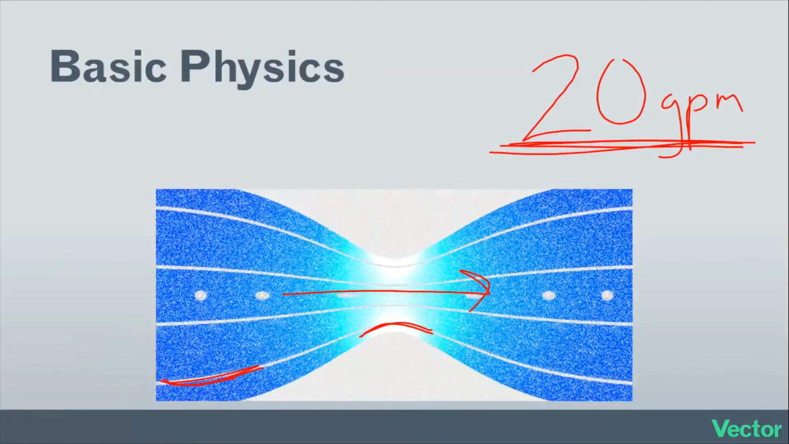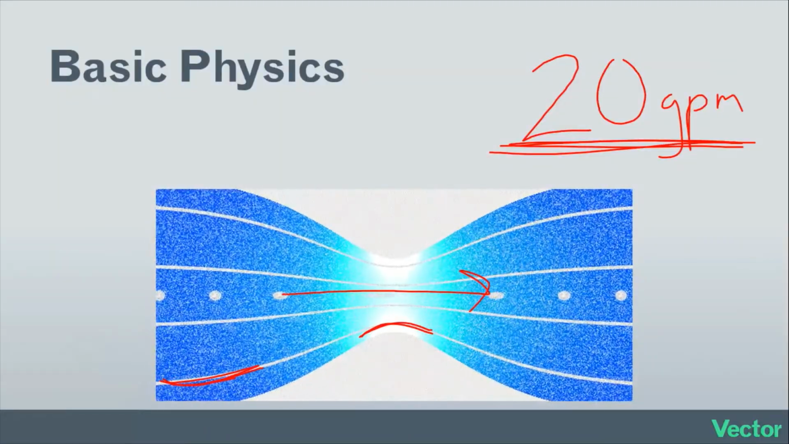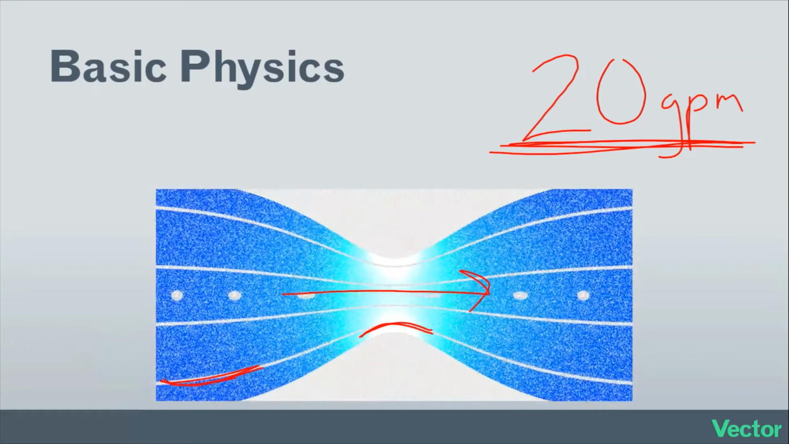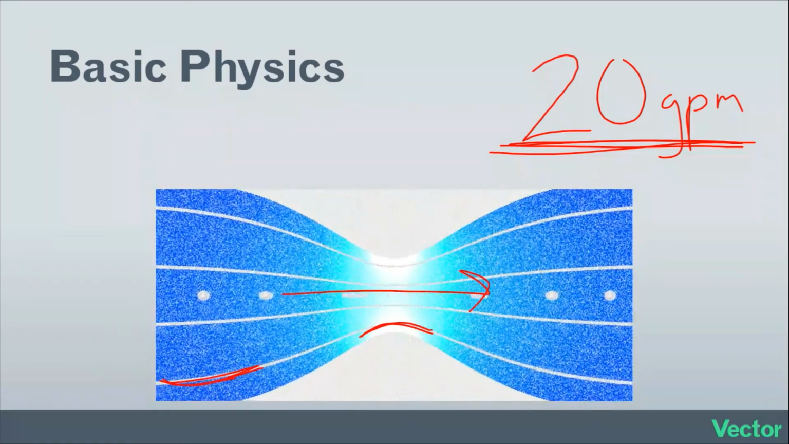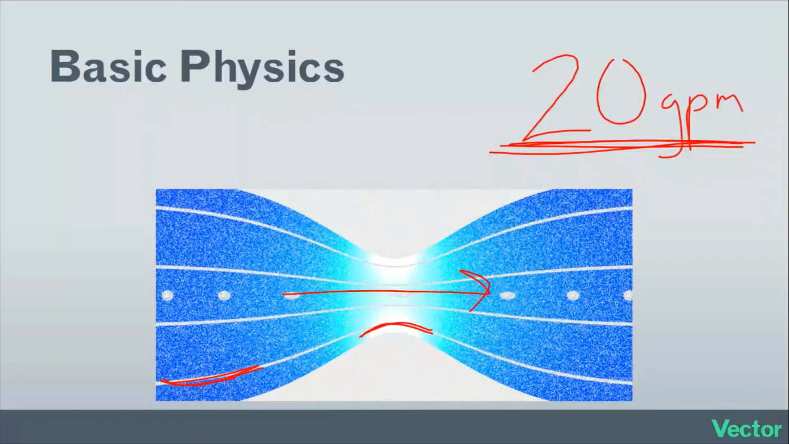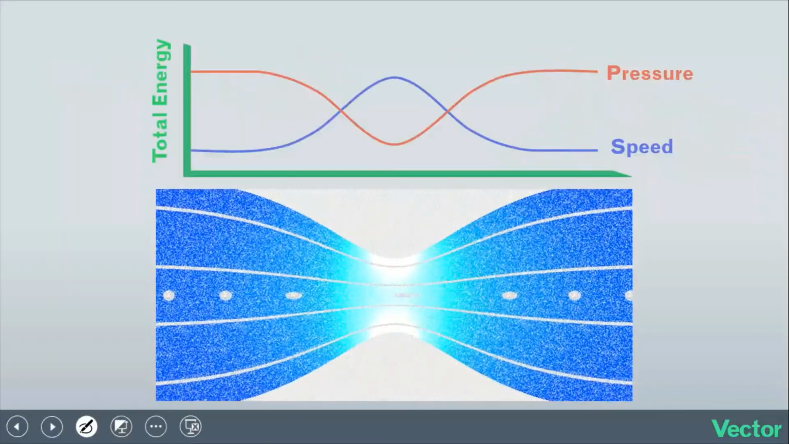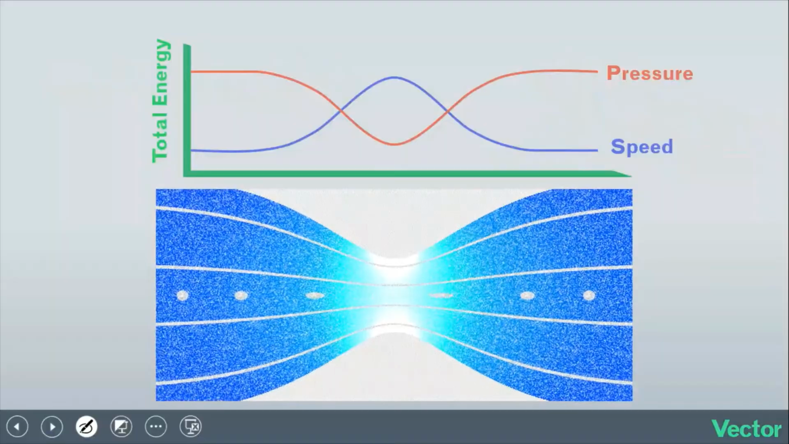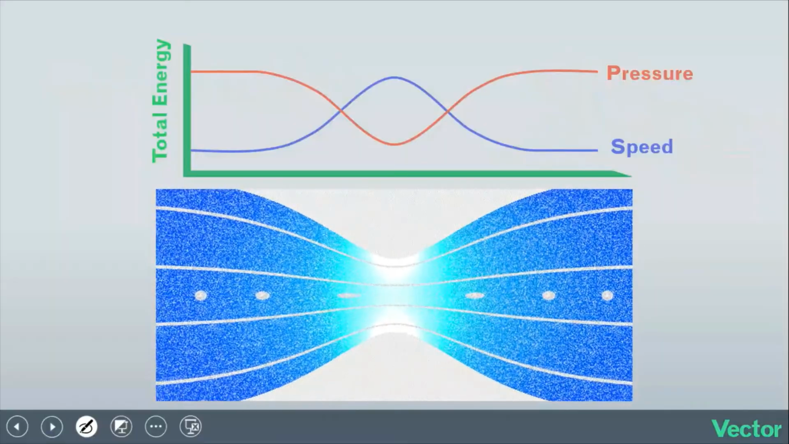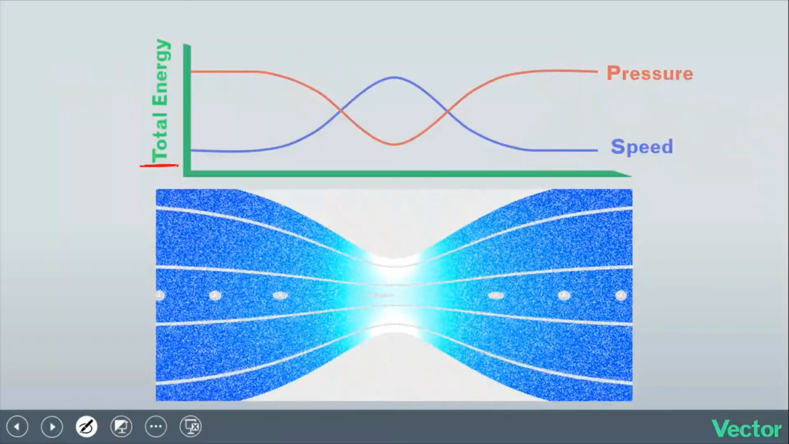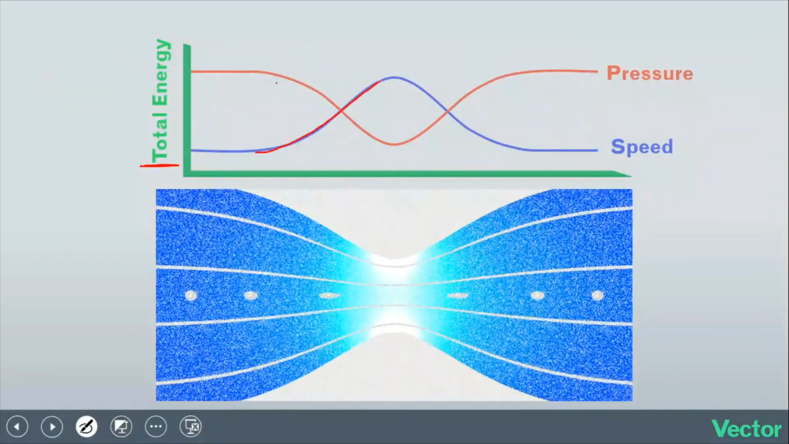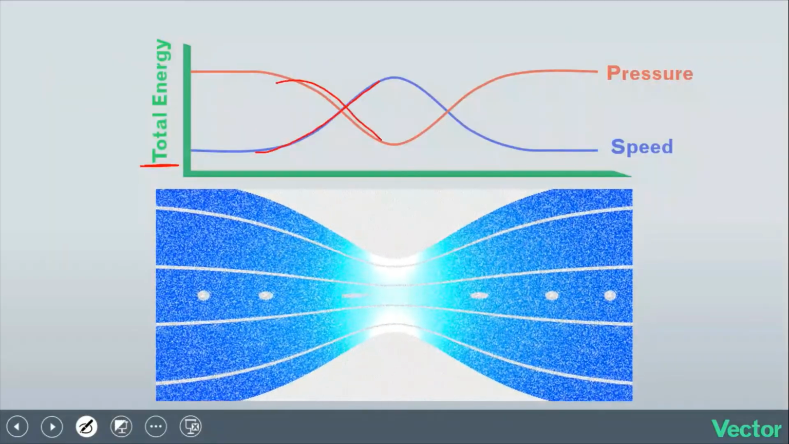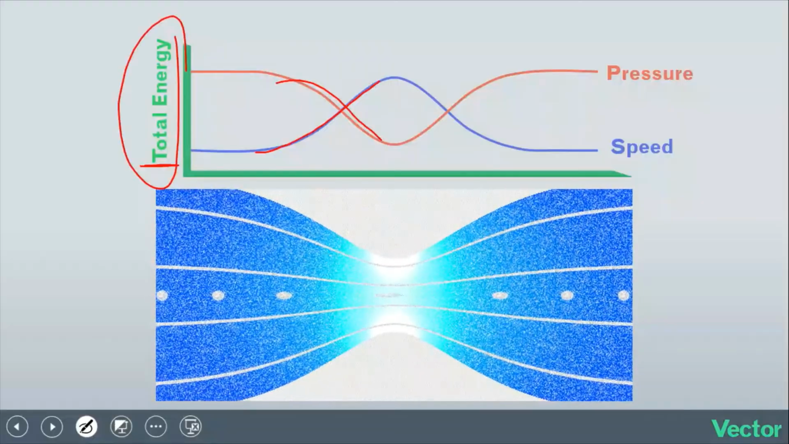Now, an increase in speed is considered an increase in energy, and you can't just increase energy without taking it from somewhere else. We have to borrow that energy from somewhere. So it gets borrowed from the fluid's pressure. So as the speed of a fluid increases, the total amount of energy in the system has to remain the same. So as the speed of a fluid increases, its pressure must decrease, so that the total amount of energy in the system remains the same.